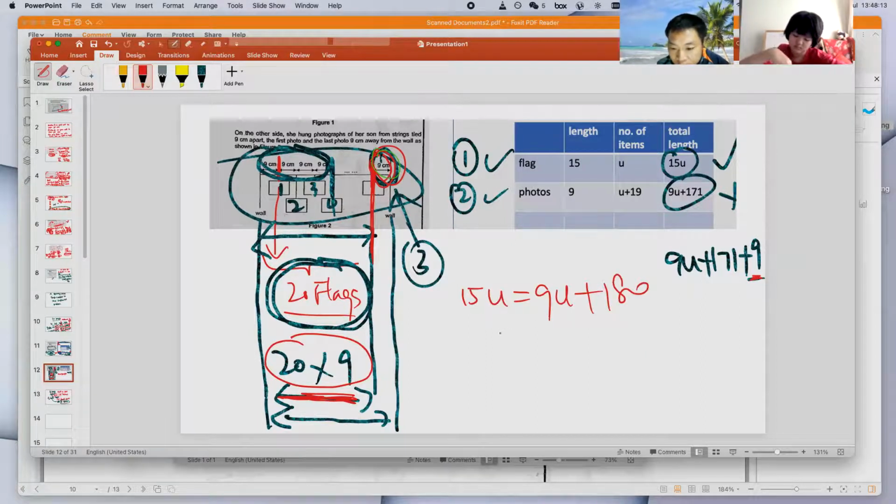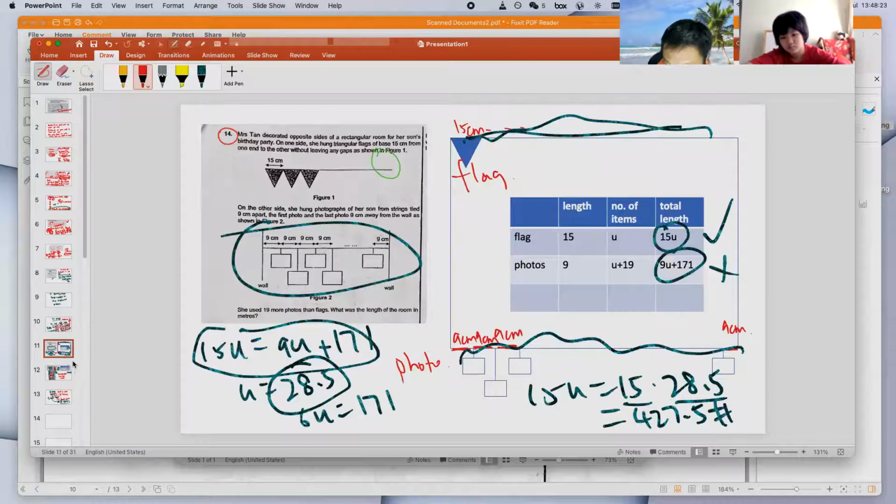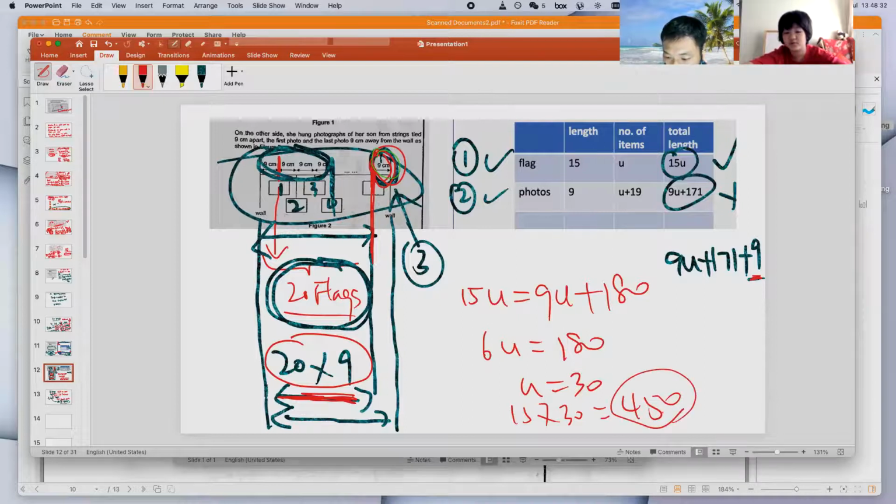Okay, so with this, I think the question is pretty simple. u equals 30. And they ask for what? So what times 30? 15 times 30. Can you help me out? So it's 15 times 30. So is the answer 450? 450. Yeah. So is the answer 450? Yes. Okay. So yeah.